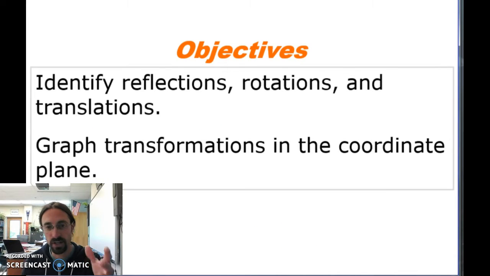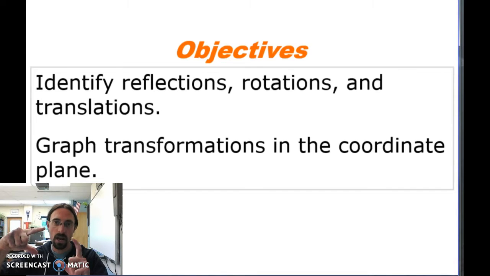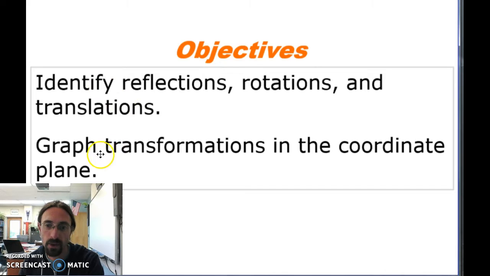So what I want to do today is look at reflection, rotation, and translation. There is a fourth transformation, but it's not considered a rigid transformation, and that's called a dilation, and that means something could get bigger or smaller. It is no longer congruent, but it is a transformation that can result in a similar figure. And then we want to graph these transformations as well in the coordinate plane.